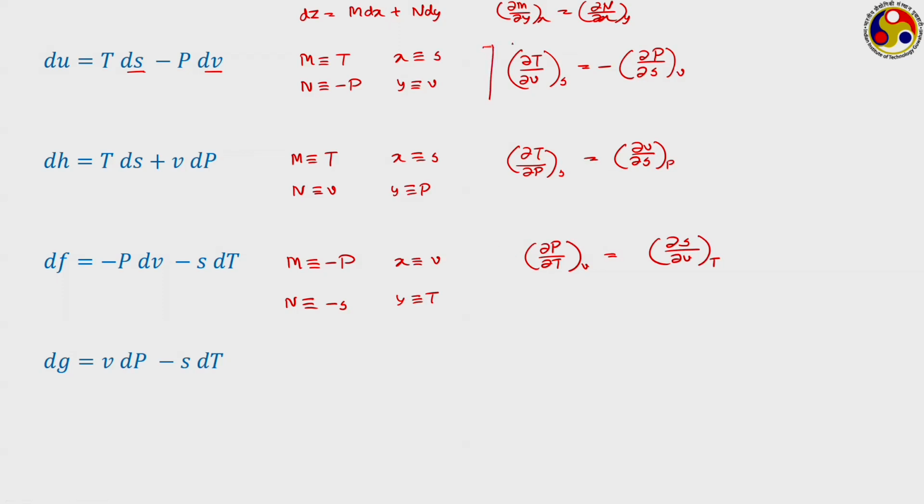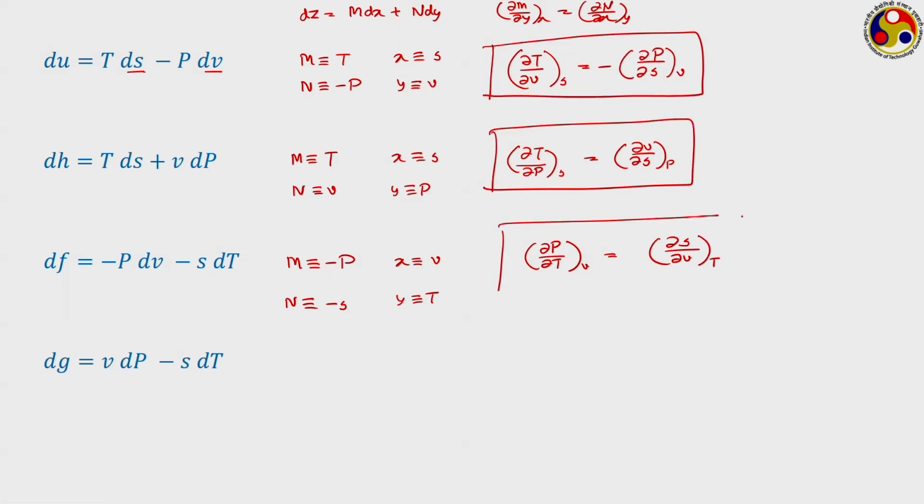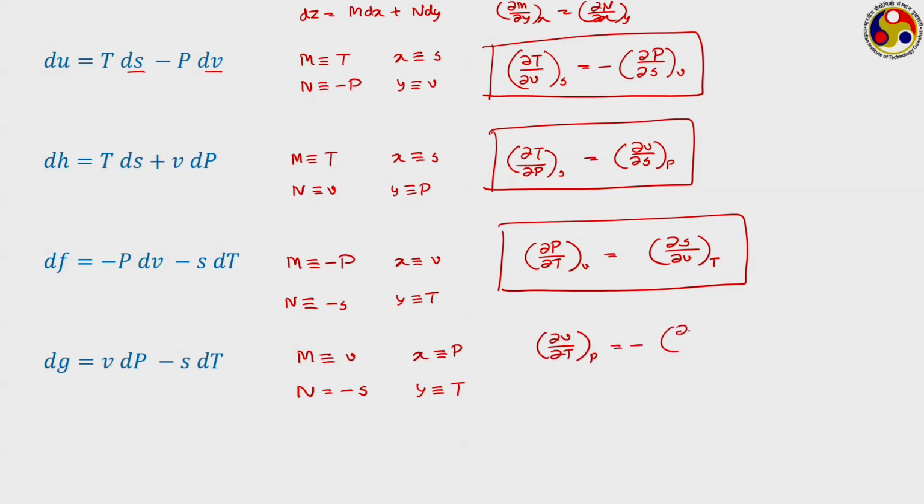So, we have got 3 Maxwell's equations now. The first one from the internal energy expression, the second one from the enthalpy expression, the third one from the Helmholtz free energy expression, and the one from the Gibbs free energy expression, where we have M equivalent to small v, N equivalent to minus small s, x equivalent to P, y equivalent to T. So, if we write there, we have ∂v/∂T at constant P is equal to minus ∂s/∂P at constant T.